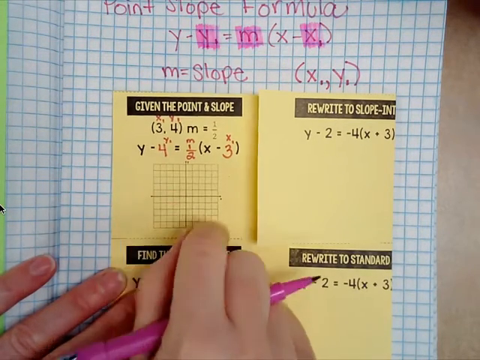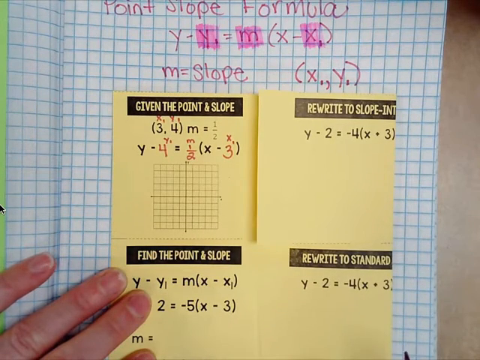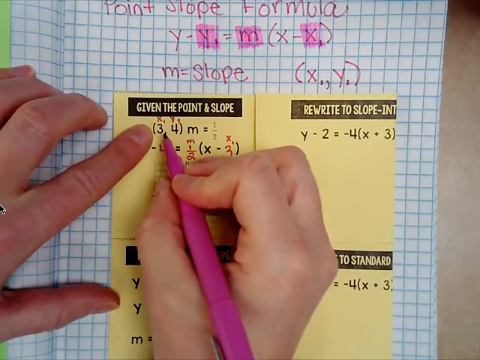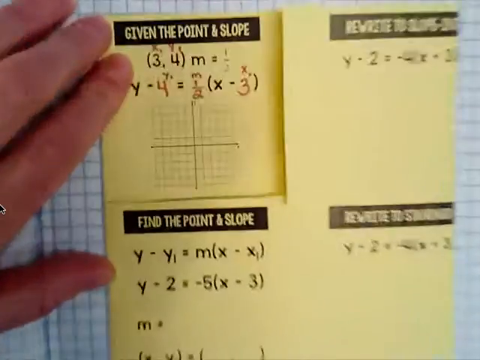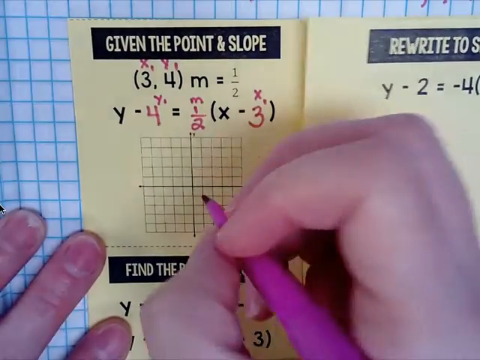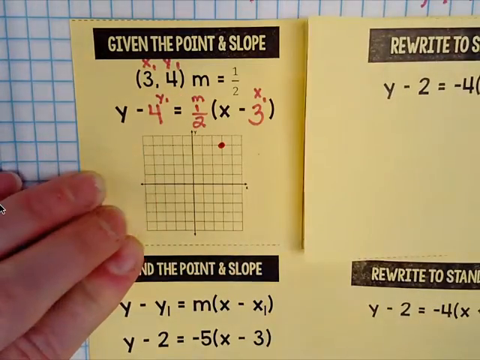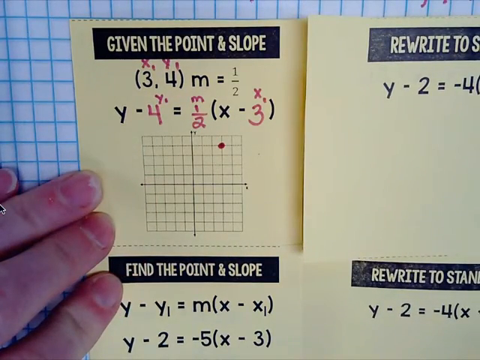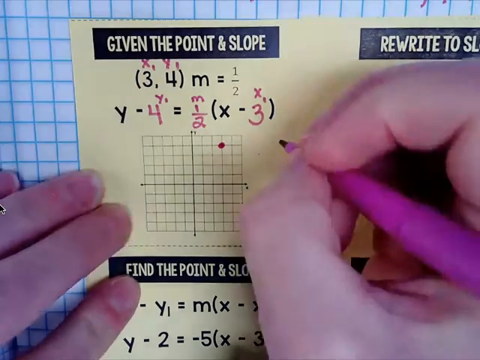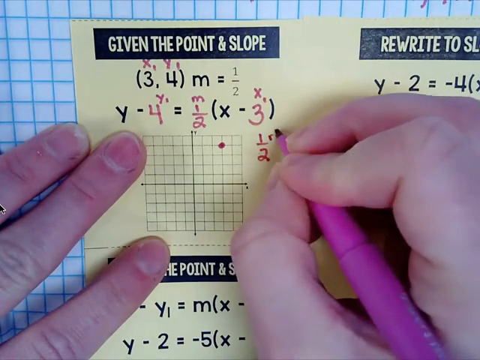We can graph it. The way you can graph it is by plotting the point that you're given and then using your slope to do rise over run. So our point that we're given is 3, 4. So to plot that point, we're going to go over 3, up 4. So plot the point 3, 4, and then do our slope. Our slope is 1 over 2. So we're going to rise 1, run 2.